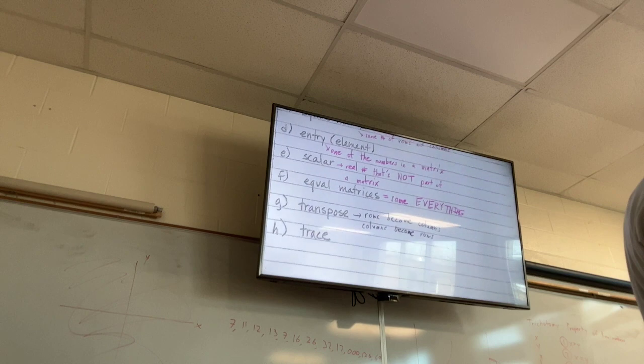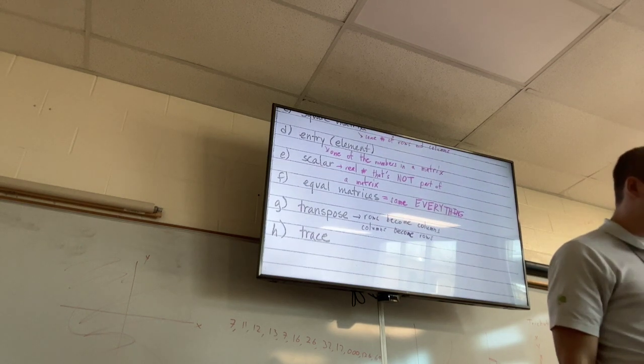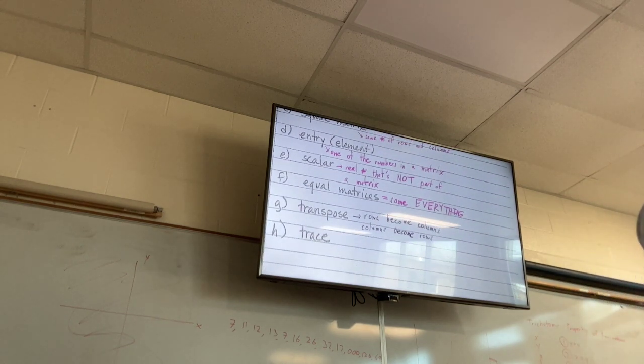the scalar? Yep. Then the trace of a matrix. It only exists for square matrices. That's just the sum of all the entries along the diagonal.